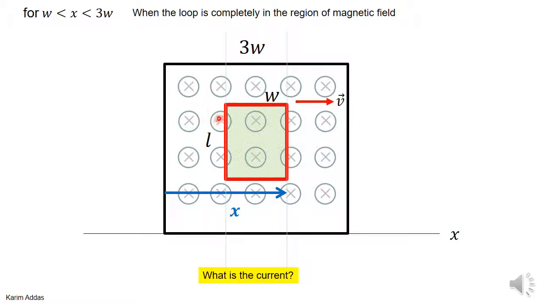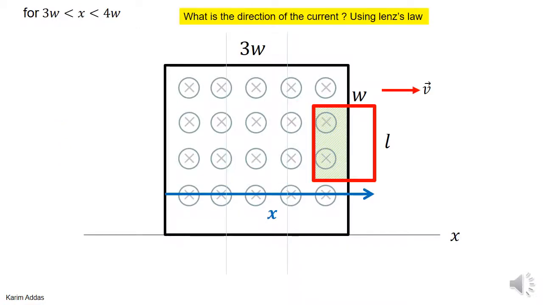Okay, what about when the loop is completely inside the region? What is the current when the loop is completely inside the region? Well, there's no current. So there's no current, and since there's no current, then we can't get any direction. So what happens when the loop goes out of the region?